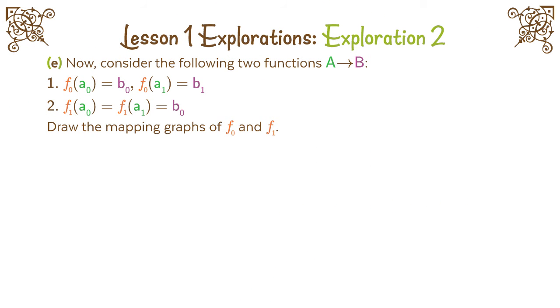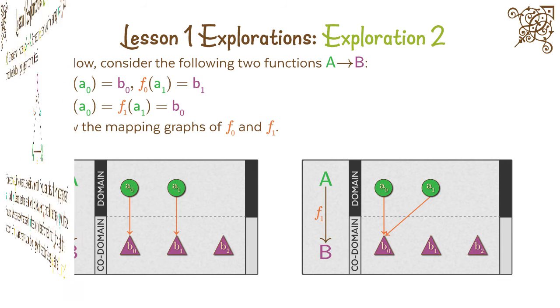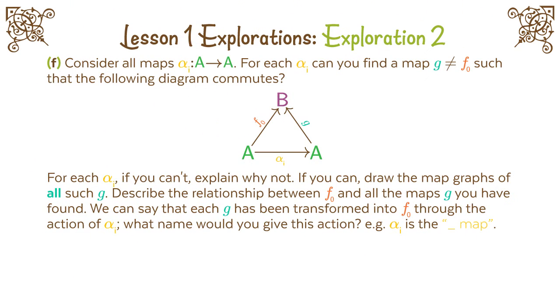In part E, you are given two specific maps, F0 and F1, and asked to draw the mapping graphs, the structure of which should remind you of the two endomorphisms you drew earlier. And finally, in part F, we have arrived at the determination problem. The question asks, consider all maps alpha I from A to A.